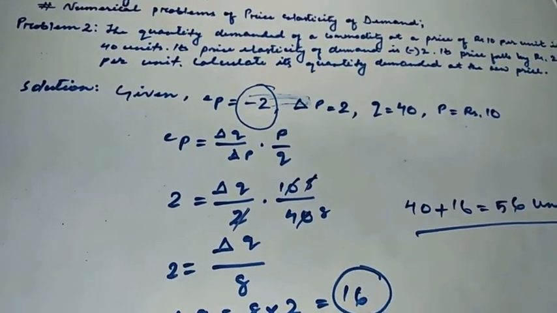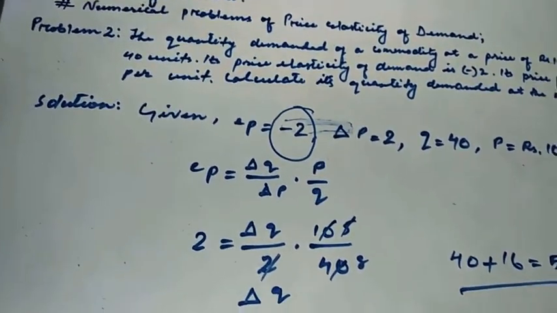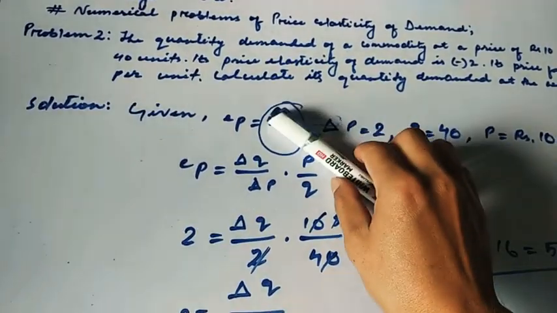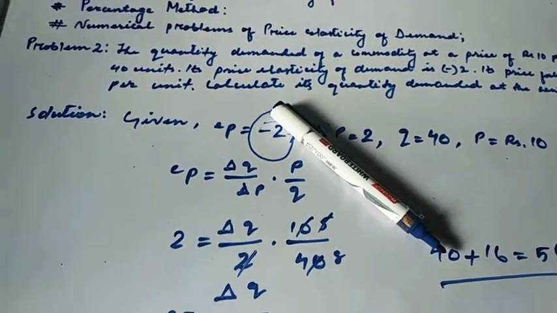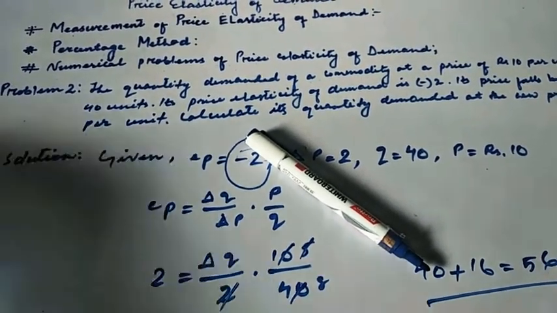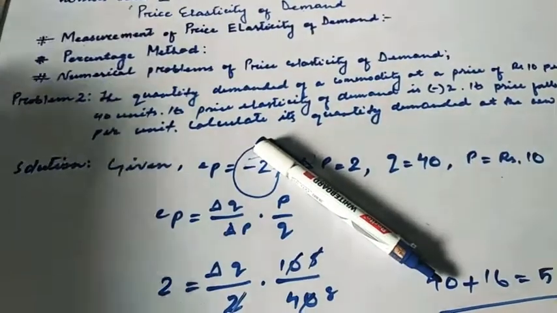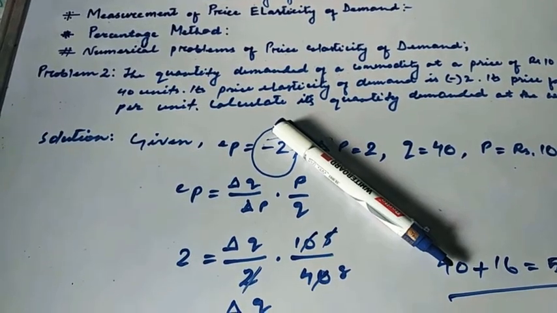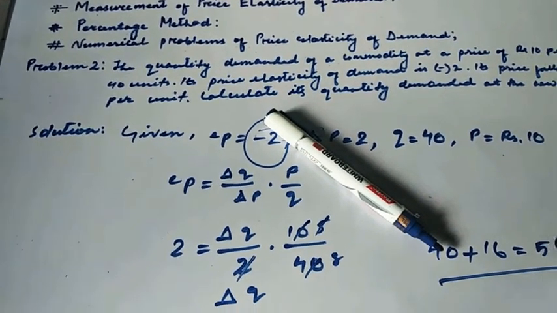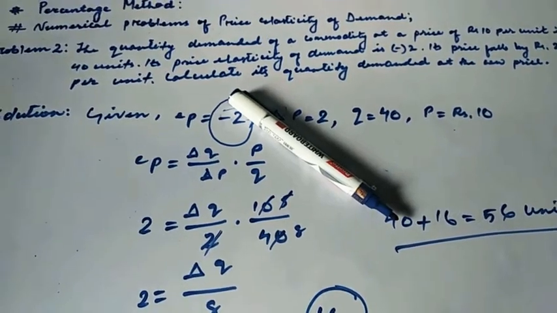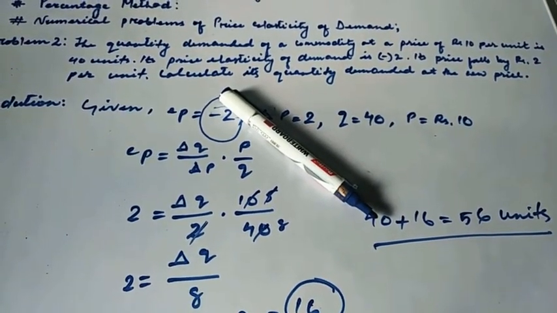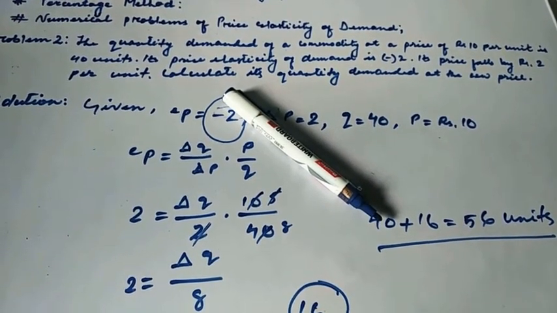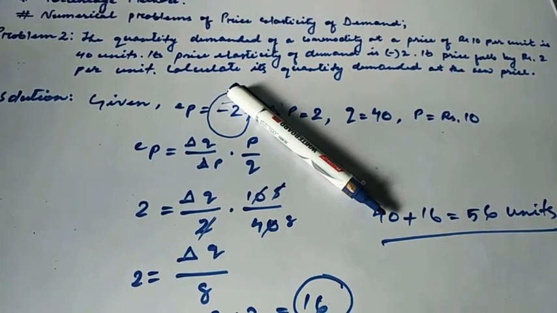That is how we calculate the price elasticity of demand in the percentage method. You may be asked to find the change in price, the price elasticity, the percentage change in price, and the percentage change in quantity demanded. By using the formula of price elasticity of demand, we can find out all of these: the change in price, the change in quantity demanded, price elasticity, etc.